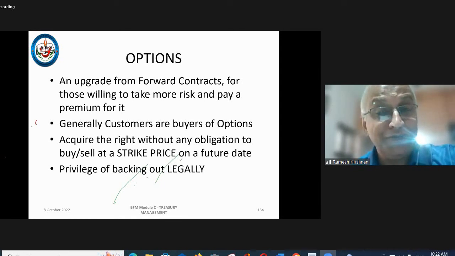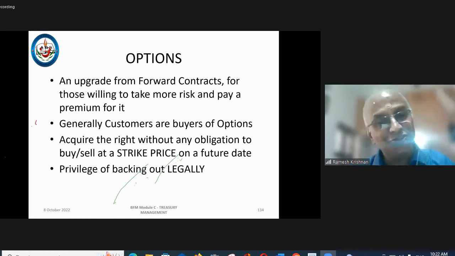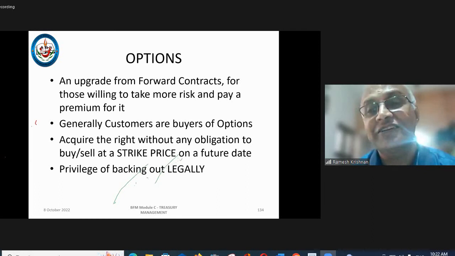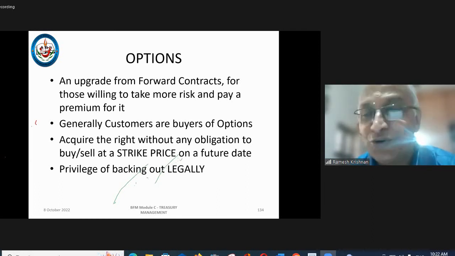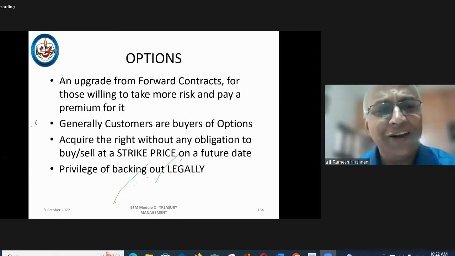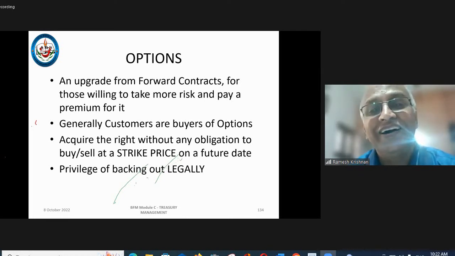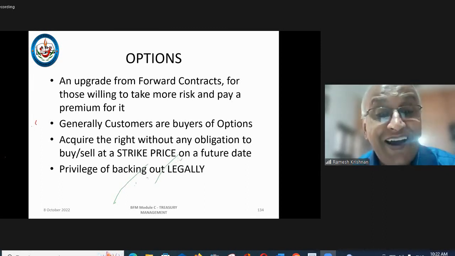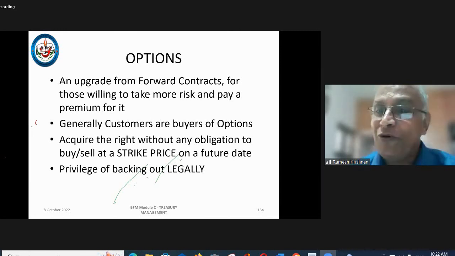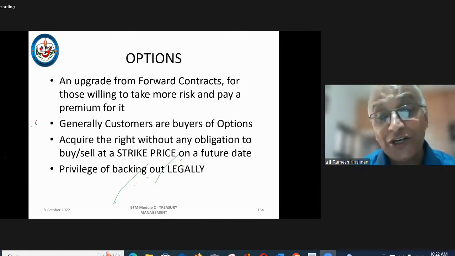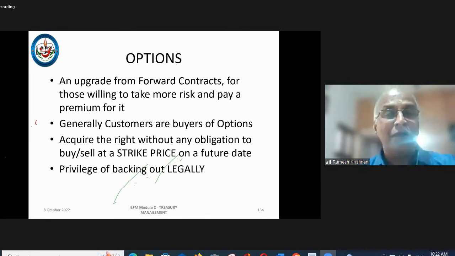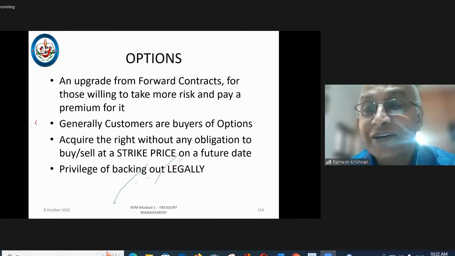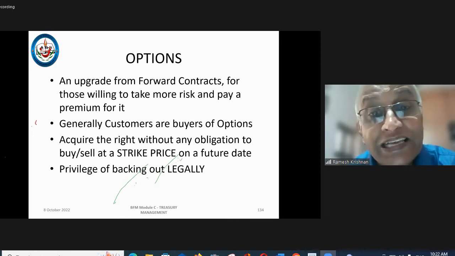Now, for BFM, it is not a part of the syllabus. There are some interesting literatures also on option trading, so you will learn from that there are methodologies to contain that risk. On the face of it, it will look like a risk, but there are methodologies. So it's a privilege of backing out legally. Option means he has got the privilege: at 90, I will back out from 82.50 and go to the market at 90. That is the principle of backing out legally.